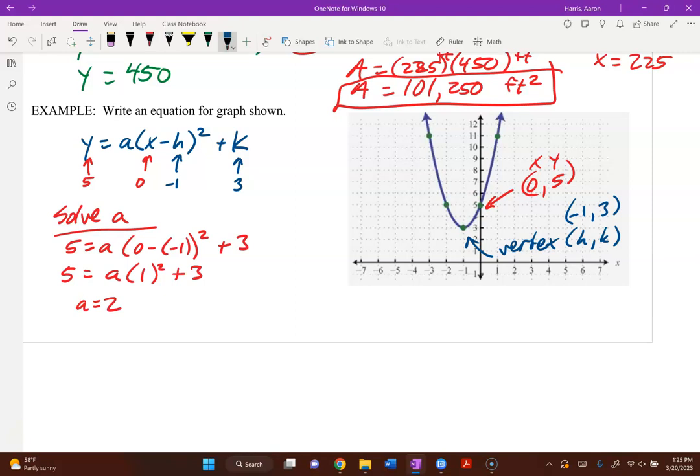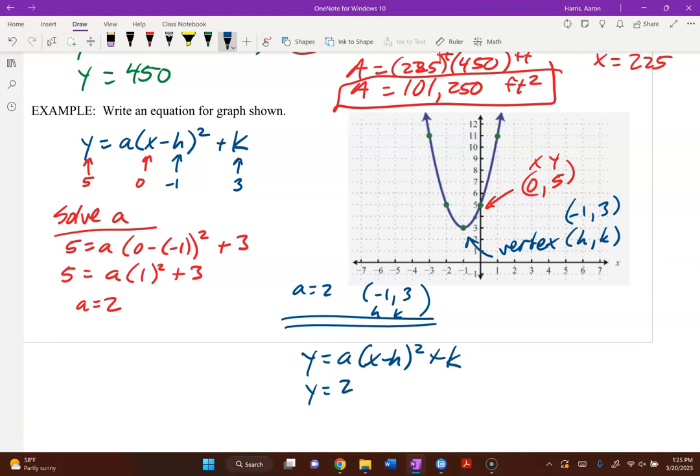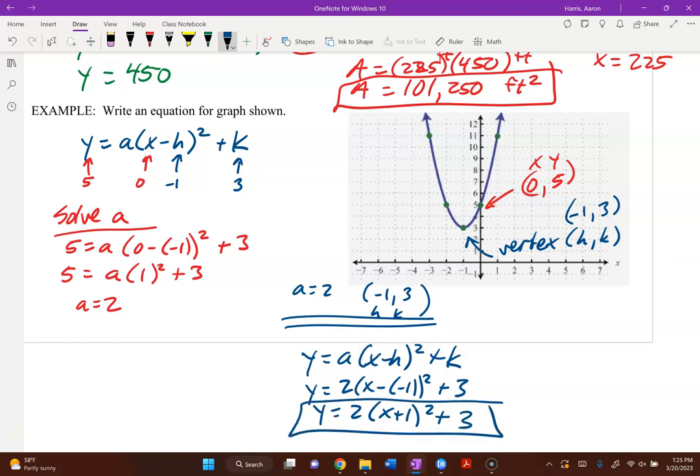So now we have it. We know a is 2, and we have our vertex, h, k. So y equals a times x minus h squared plus k: y equals 2 times x minus negative 1 squared plus 3. And there it is.